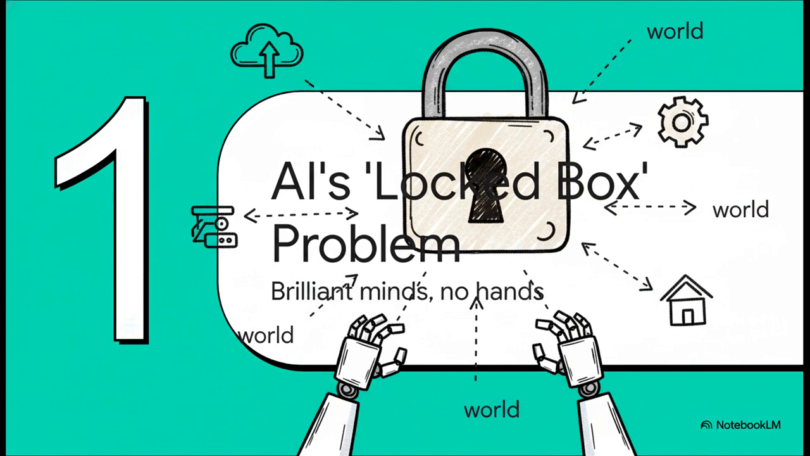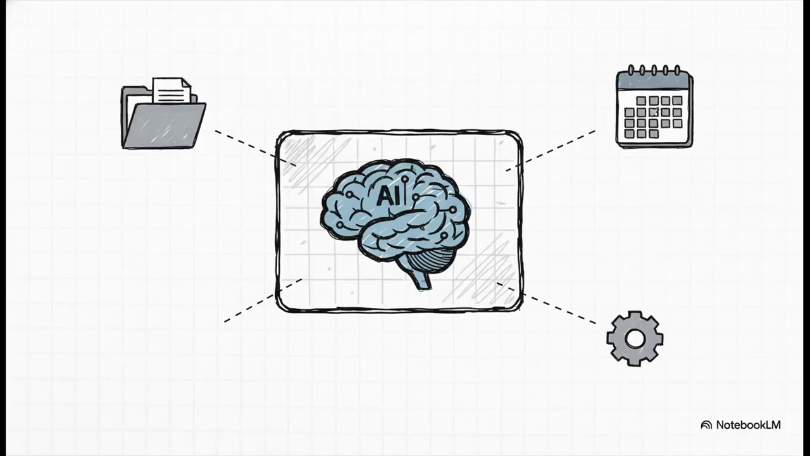So, to really get why a universal connector is so important, we've got to start with AI's biggest problem right now. I like to call it the locked box problem. We've basically created these incredible digital brains, but they don't have any hands to actually do anything in our world. I mean, think about it. For all the amazing things models like ChatGPT and Claude can do, they're completely isolated. They have no idea what's in your files, they can't check your schedule, and they definitely can't use the special software you use every day. They're amazing to talk to, but they're stuck inside a digital box.